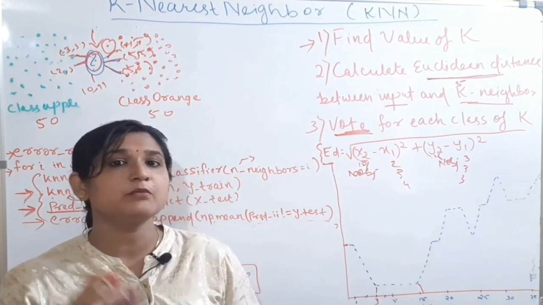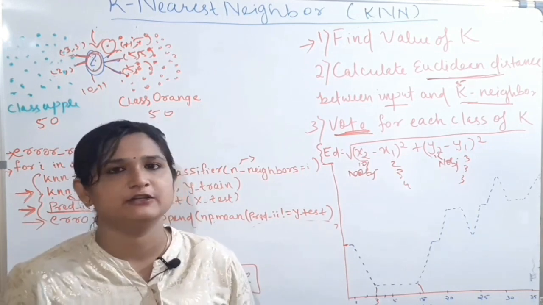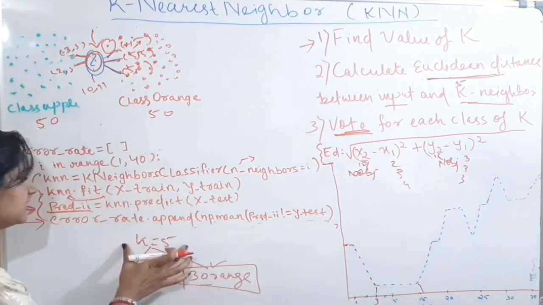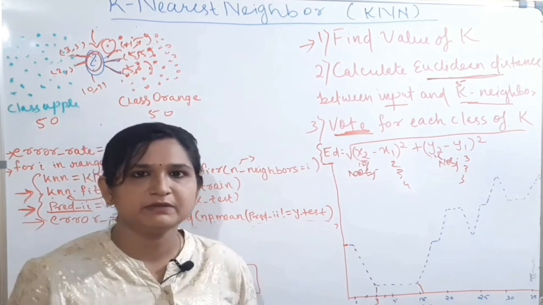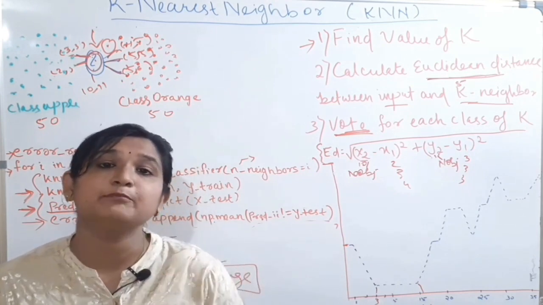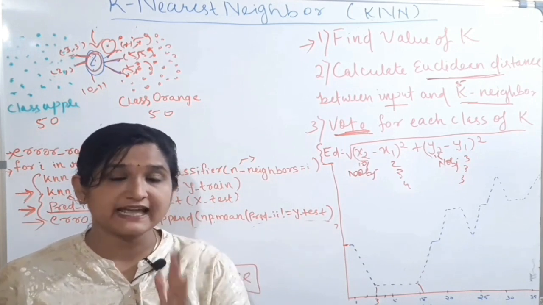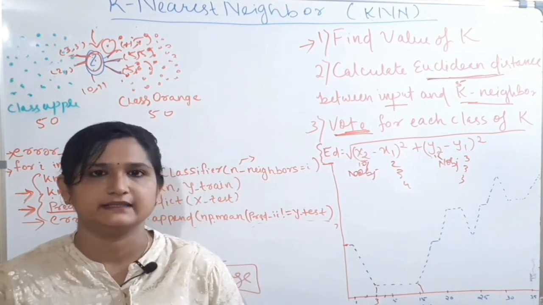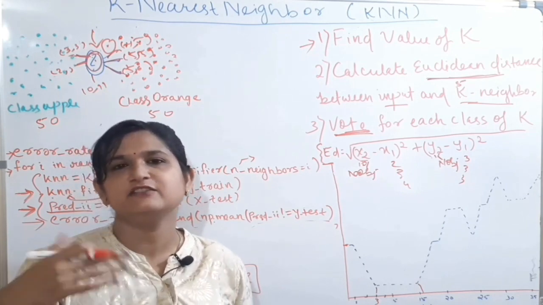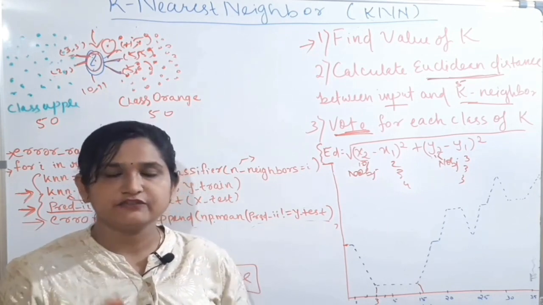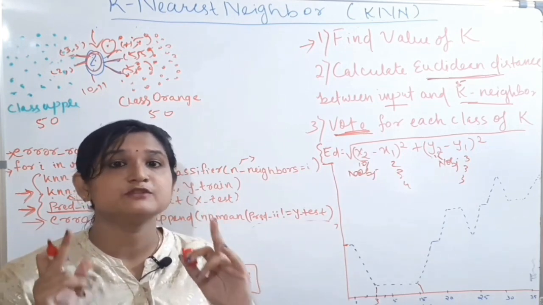After this, the most important part is how to choose the K value. Here I have assumed the K value is equal to 5. But in reality, when you implement it, you have to determine an appropriate, optimal K value, because you need your accuracy rate to be high. If the K value is inappropriate, the accuracy rate will be lower. For a good accuracy rate, you have to choose an appropriate K value.